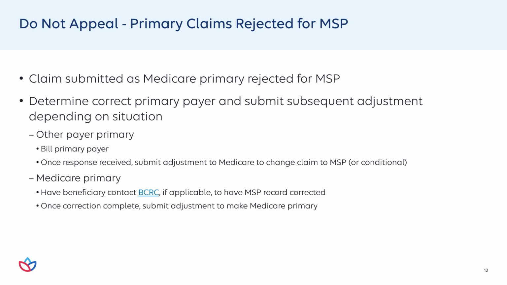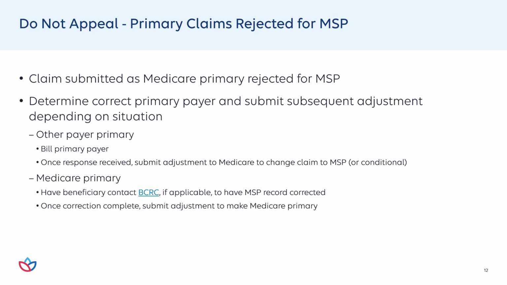So you would go out and research who is the correct payer. You would find out if there is another primary payer and if the claim should be submitted to that payer. Once you have submitted a claim to that payer, you would receive a response or a remittance advice back from that primary payer. And then you would need to submit an adjusted claim to Medicare, which would change that claim to Medicare as the secondary payer.